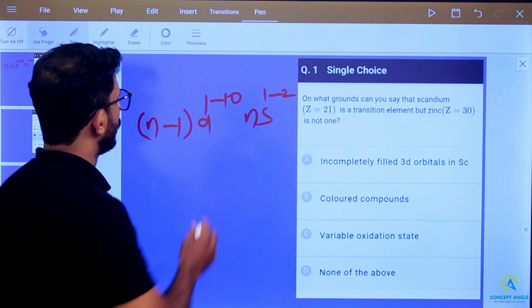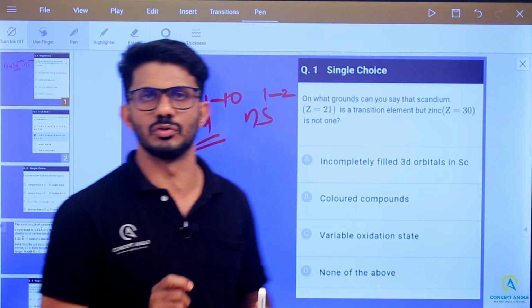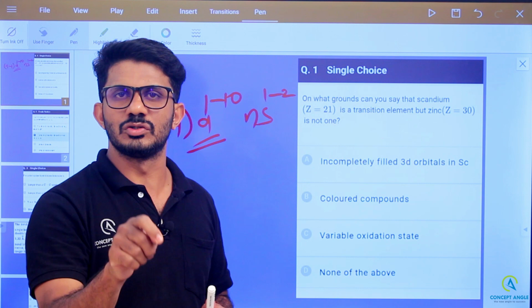1 to 2. So this should be incomplete. This should be incomplete. Then only it shows paramagnetic nature. Then only it shows variable oxidation state. Then only it shows the common properties of transition elements. But zinc is not there.